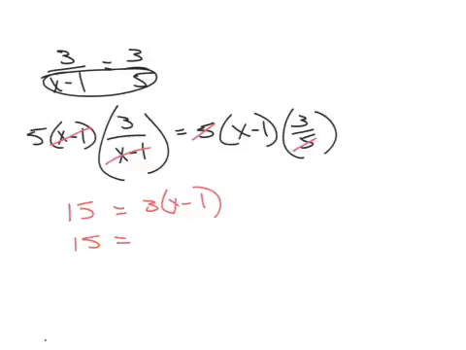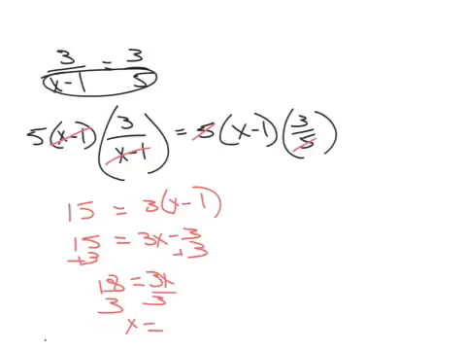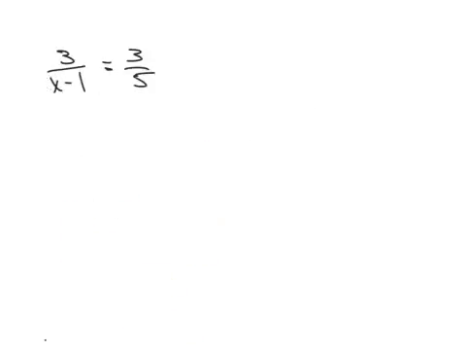And I'm going to distribute that 3. I'm going to add 3. I have 18 equals 3x, divide by 3, and x equals 18 over 3, which is 6. Okay? So not too terribly difficult there. So if you're having a little bit of a struggle trying to find out where that common denominator comes from, let's do another one.